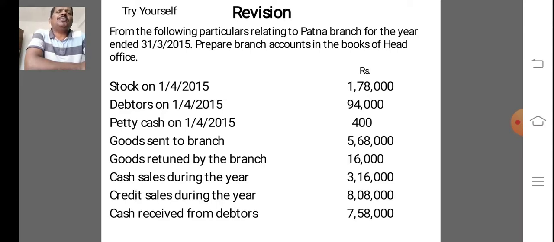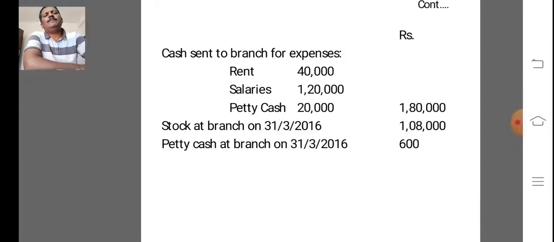Debtors on 1/4/2015 94,000. Petty cash on 1/4/2015 400. Goods sent to branch 5,68,000. Goods returned by the branch 16,000. Cash sales during the year 3,16,000. Credit sales during the year 8,08,000. Cash received from debtors 7,58,000.